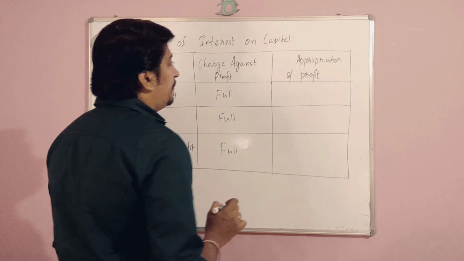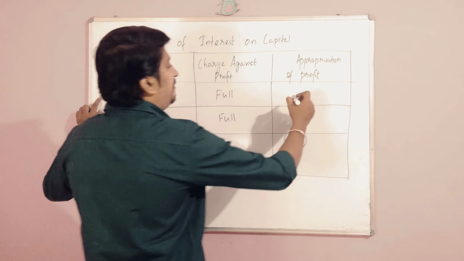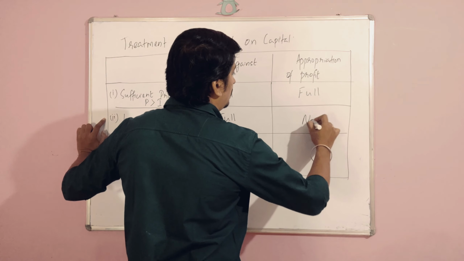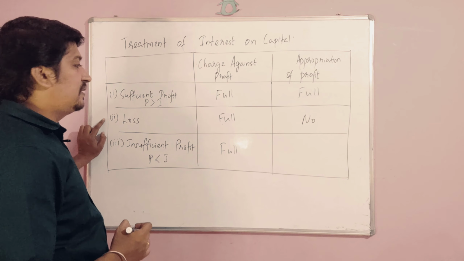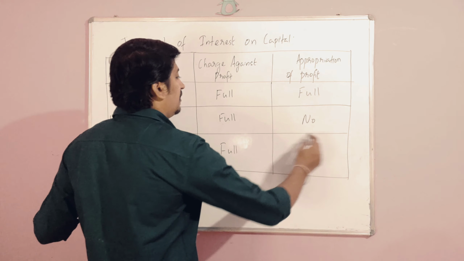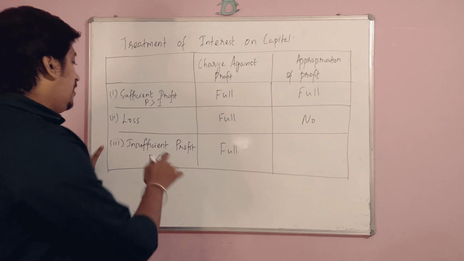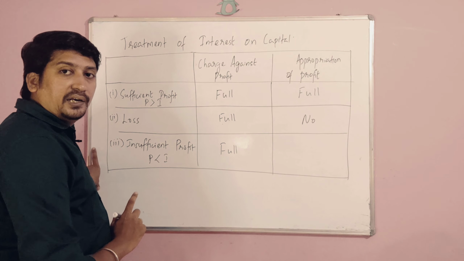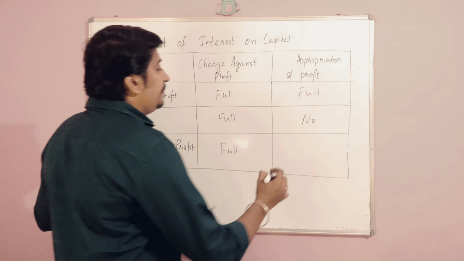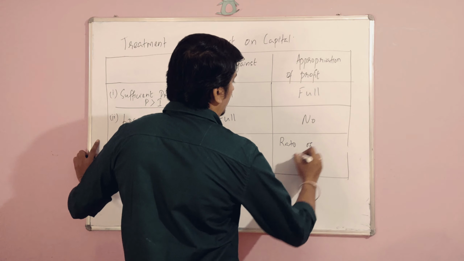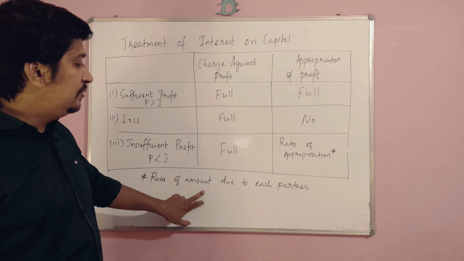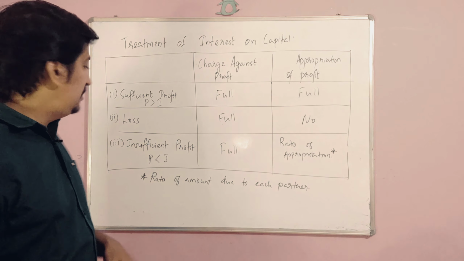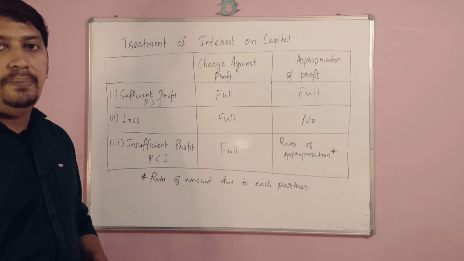But as per appropriation of profit, when there is sufficient profit, we will incur full interest. When there is loss, we will not incur interest on capital. Interest on capital is not to be recorded in the books of accounts. But this case is very crucial for interest on capital when it is treated as an appropriation of profit. We have profit, but the profit is less than the interest on capital. Profit is not sufficient to provide interest on capital. In that case, the available profit will be divided among the partners in the ratio of appropriations. Ratio of appropriation means the ratio of the amount due to each partner. Whatever amount we have to pay to a partner, convert that amount into a ratio, and in that ratio the insufficient profit has to be divided among the partners.